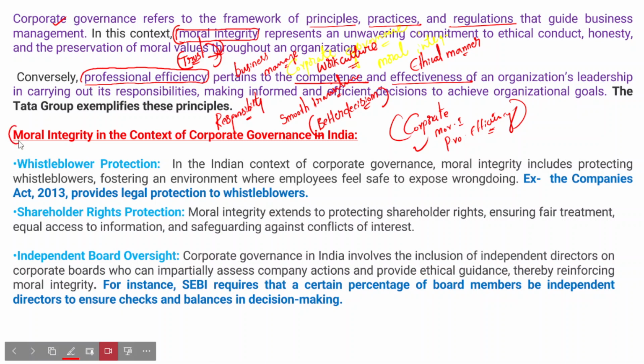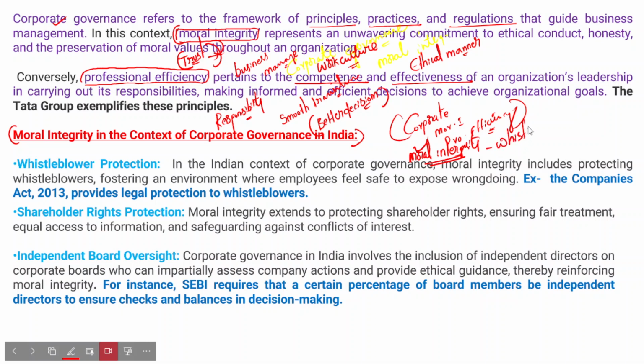So we have to write a side heading: moral integrity in the context of corporate governance. How moral integrity is essential and important for corporate governance in India. First and foremost, we need to understand that in India, corporate governance which upholds the value of moral integrity involves protecting whistleblowers.